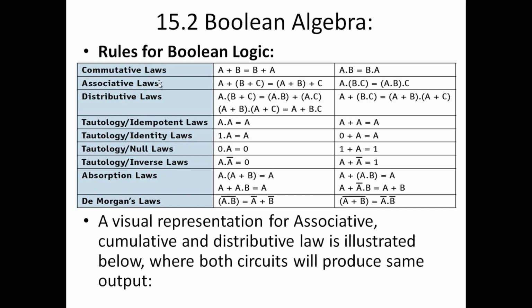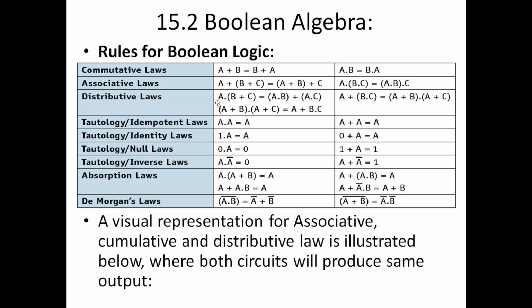We have a commutative law that says A plus B is equal to B plus A, or for an AND gate, A multiplied by B is always equal to B multiplied by A. Then we have the associative law that says A plus (B plus C) is the same as (A plus B) plus C. If you are adding three inputs together, then regardless of which two you put the bracket on, the result will be the same. Same is the situation with the AND gate. A multiplied by (B dot C) or (AB) multiplied by C, both of them will have the exact same output.